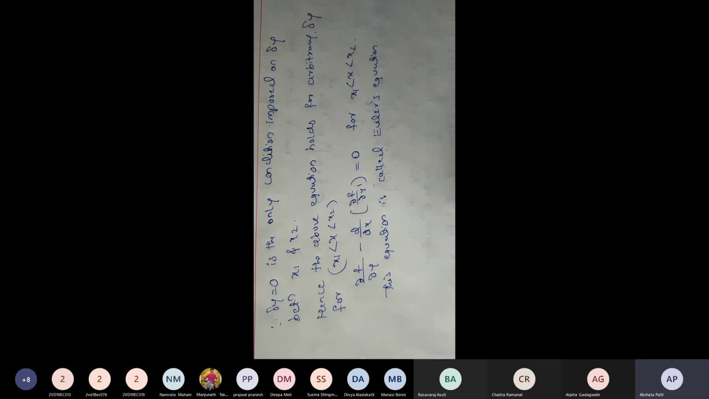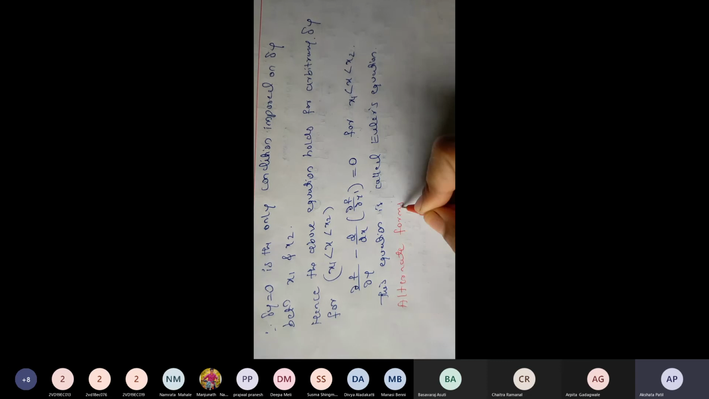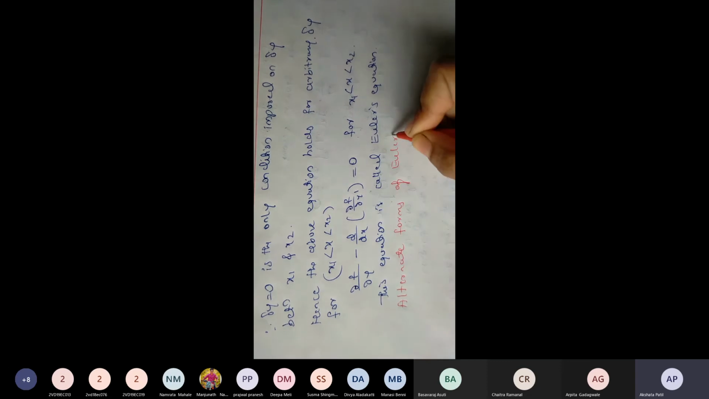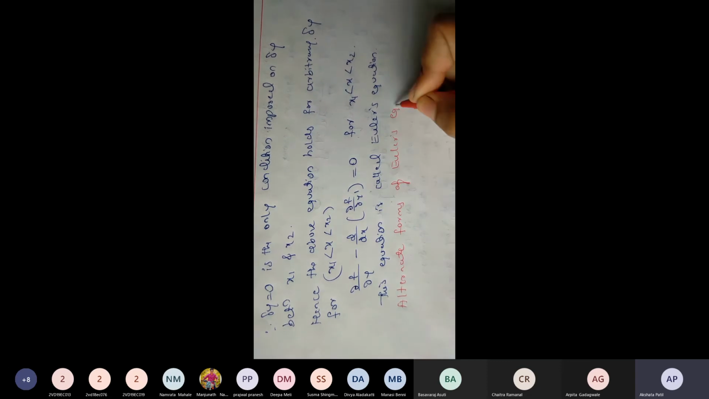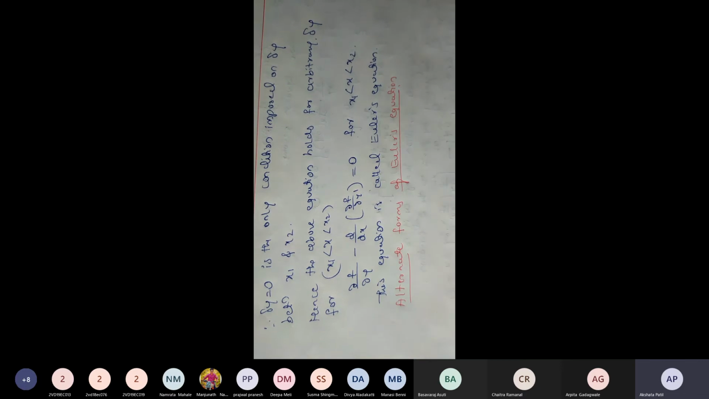I hope you understand this theorem of Euler equation, and here they have given some alternate forms of Euler's equation. Okay, so alternate forms of Euler's equation they have given here.